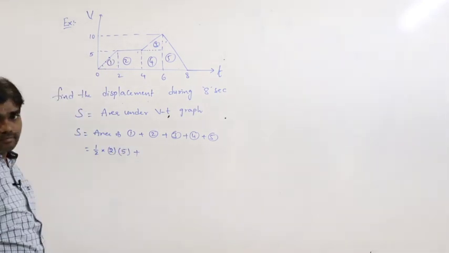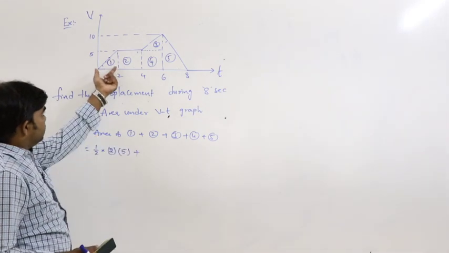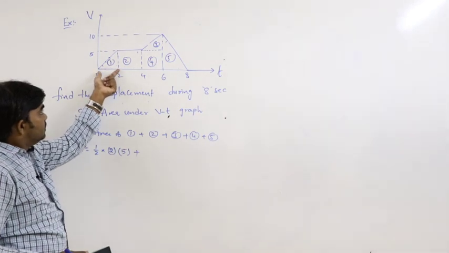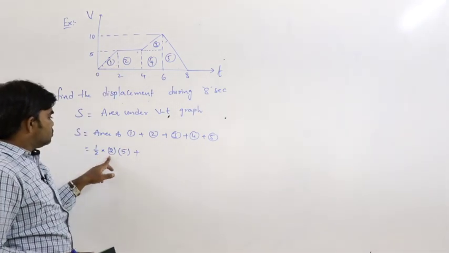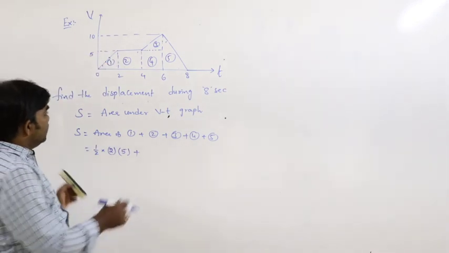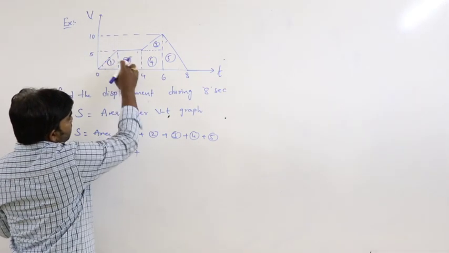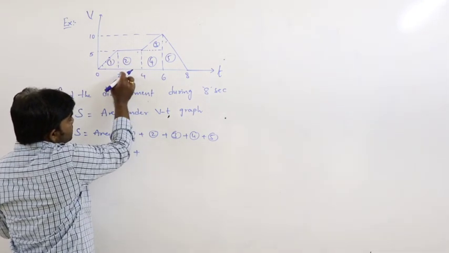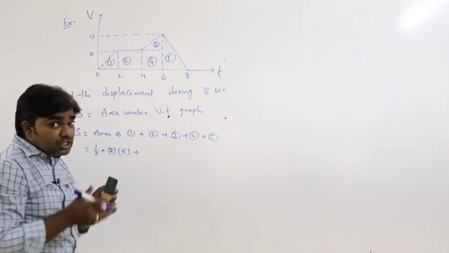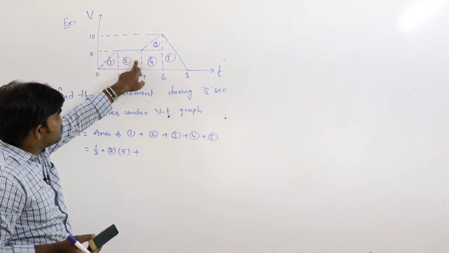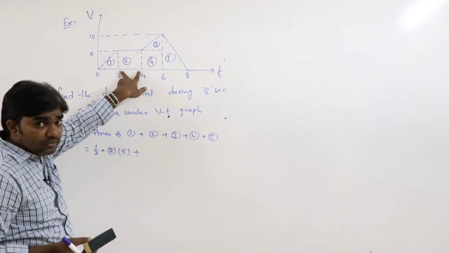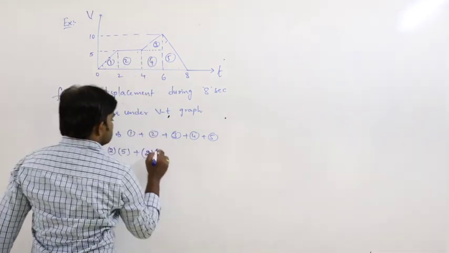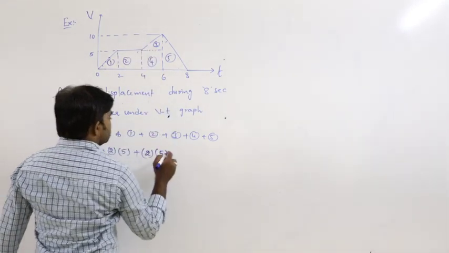Plus, area of the first shape only. What is the first shape here? Triangle. Half into base into height. Base exists from 0 to 2, so that is 2. Height is 5. Next, what is the second shape? It is a rectangle. Base into height. What is the base here? This is the second shape. This base exists from 2 to 4. Then what is the value of base here? 2. 2 is the base. What is the height? 5. The height is 5. Plus.